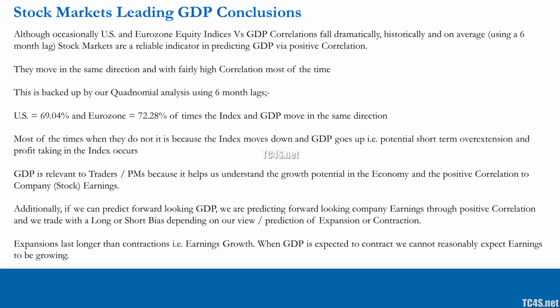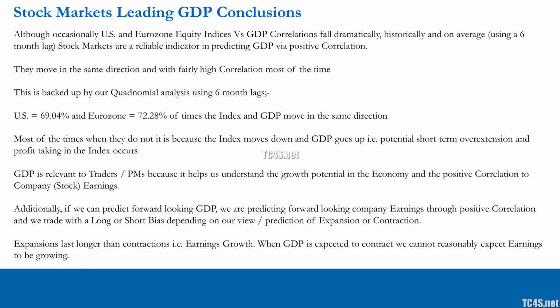What conclusions can we get here when we're looking at stock markets leading GDP? Well, although occasionally the US and Eurozone equity indices versus GDP correlations fall dramatically, historically and on average, using a 6-month lag, stock markets are a reliable indicator in predicting GDP via positive correlation. They move in the same direction in the majority of times and with fairly high correlation most of the time. And this is backed up by our quadnomial analysis using the 6-month lags.